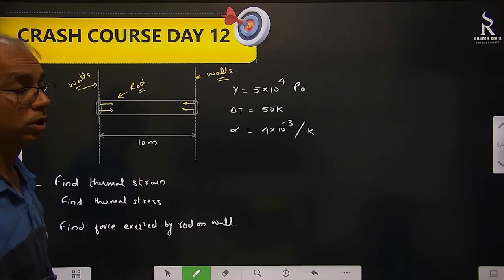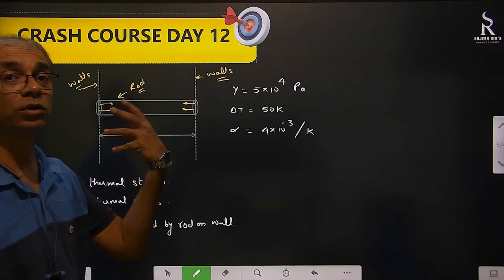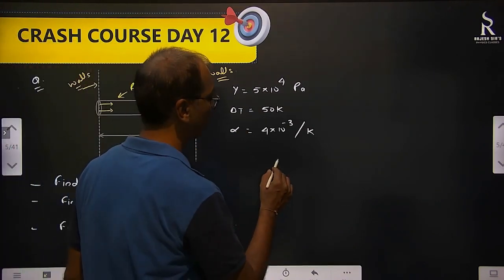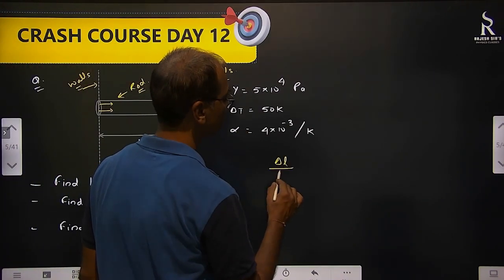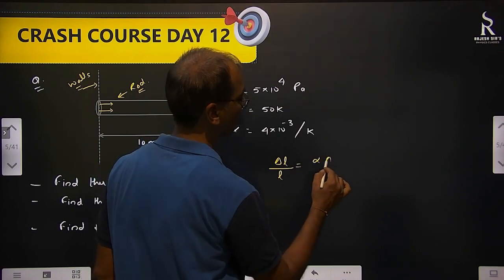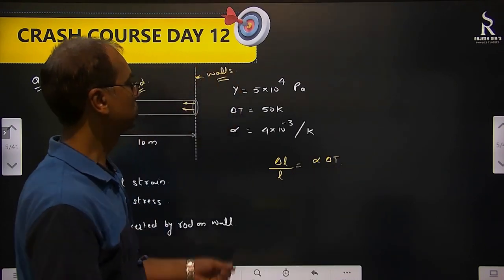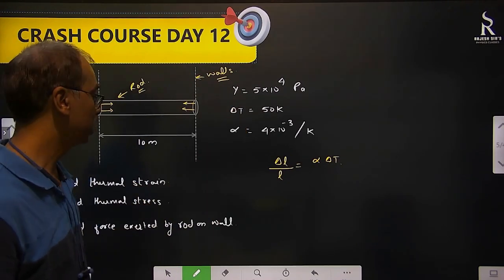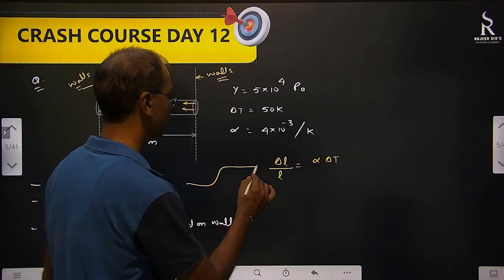So thermal strain is what? Delta L by L. How much change would have happened, that we are writing. So delta L by L, what will come? Alpha delta T. So alpha is also given, delta T is also given. Directly we can write. That is thermal strain. Then thermal stress is what?